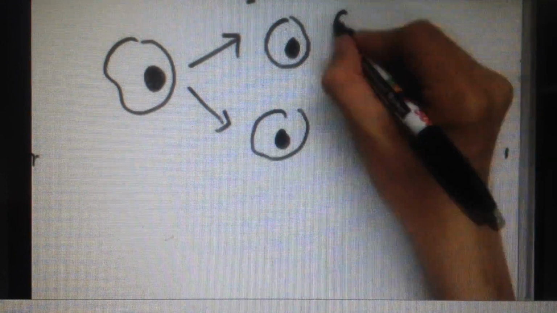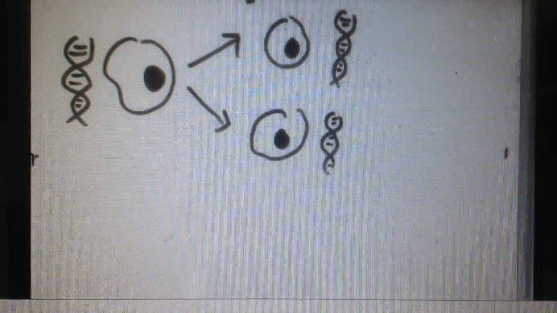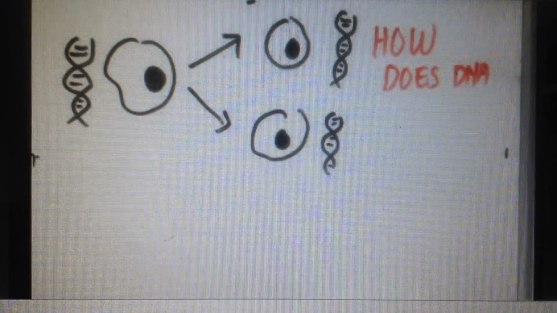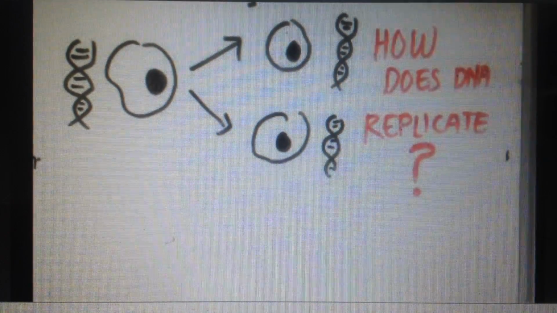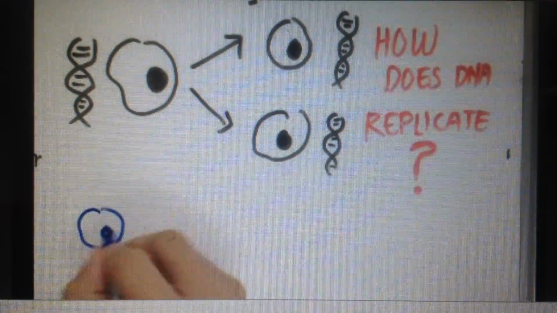But one important question lingered. When cells divide, the daughter cell will have the same DNA sequence as the parental cell. How does this happen? In other words, how does DNA replicate?